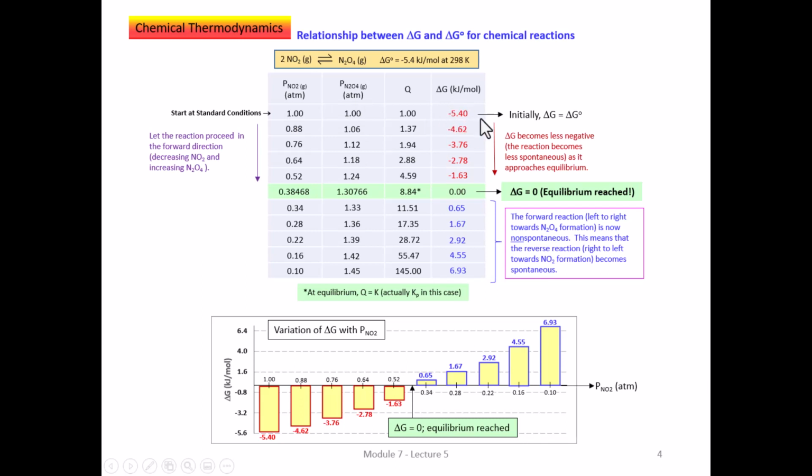So again, the reaction starts out under standard conditions wanting to go to the right, because that's what the delta G would tell us. As it goes to the right, the tendency to go to the right decreases, the delta G decreases until it reaches equilibrium. If we actually somehow artificially made the reaction go beyond the equilibrium point, the delta G's turn positive, which means it's telling us, hey, we no longer want to go to the right, we meaning the reaction, we want to go to the left, back toward reactants, NO2.